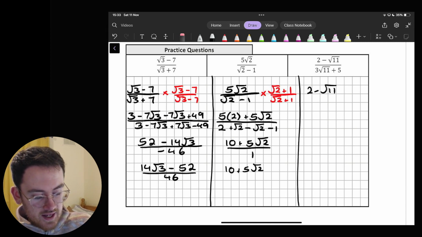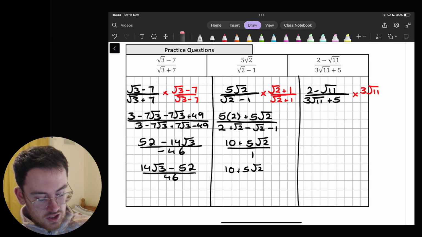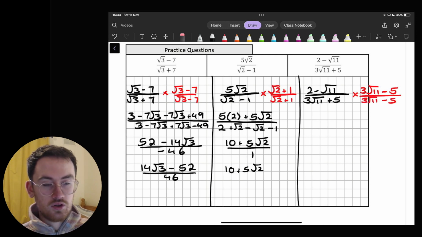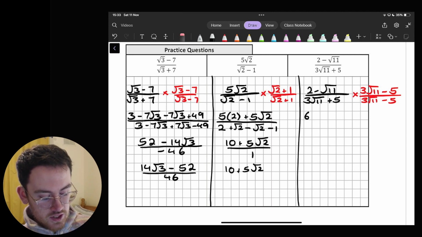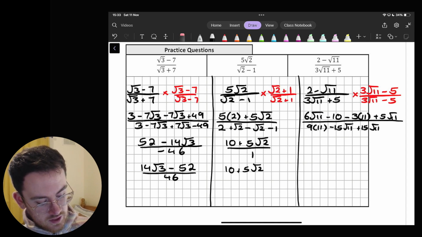Okay, and you can see that as you get into doing these, you do just get into the swing of them, but it's very important that you're able to follow those steps, and change the sign in between those there to get the conjugate of the bottom part. And then we're just following through with some multiplication as we've done with all the other ones. So 6 root 11 minus 10 minus 3 times 11 plus 5 root 11 all over 9 times 11 minus 15 root 11 plus 15 root 11 minus 25.